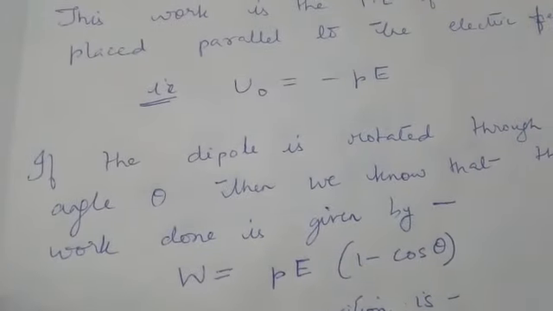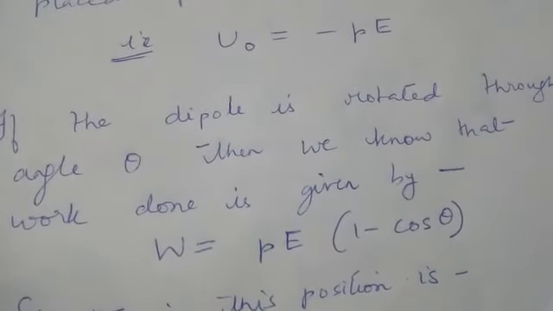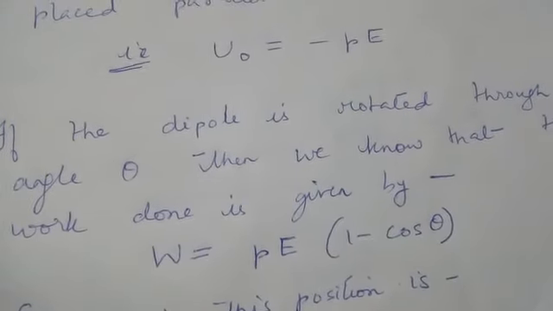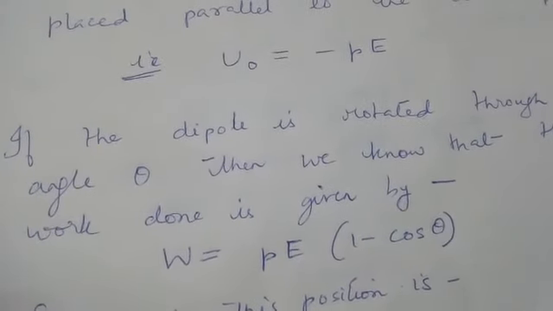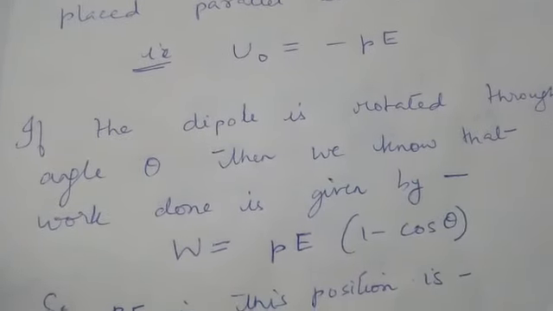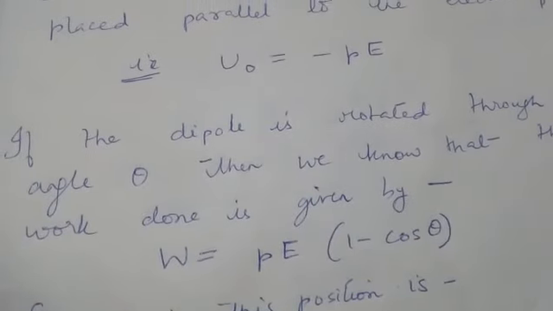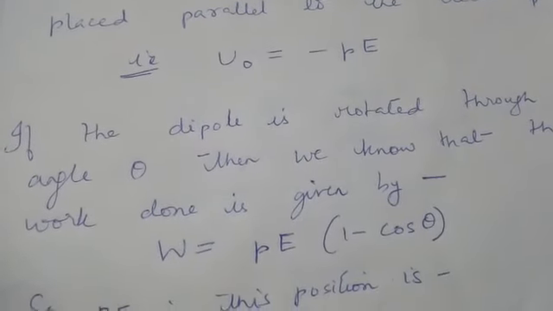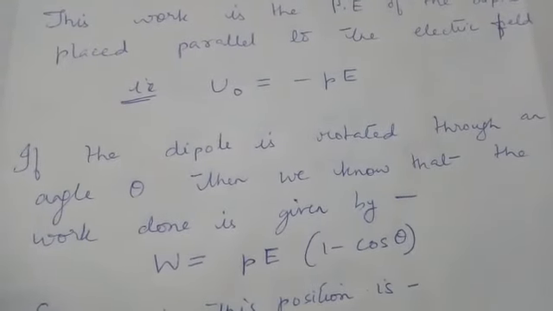Previous video we have learnt if the dipole is rotated through an angle theta, what is the work done? It was PE cos theta 1 minus cos theta 2. If it was rotated from parallel position, which is now our current situation, then it is cos 0. So our formula is W is equal to PE 1 minus cos theta when it is rotated from equilibrium to an angle theta.